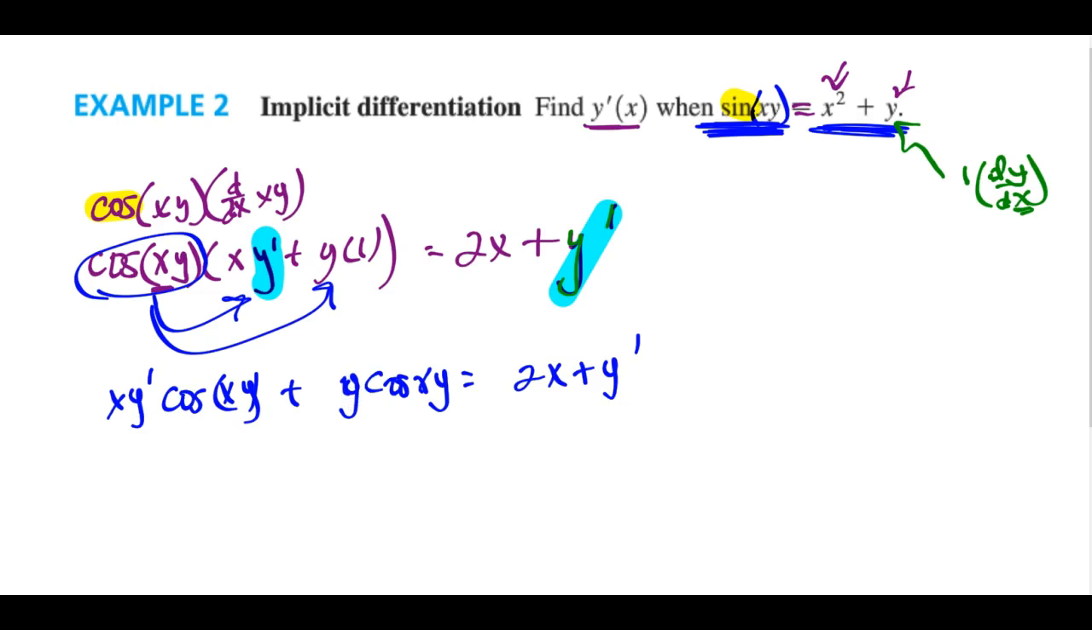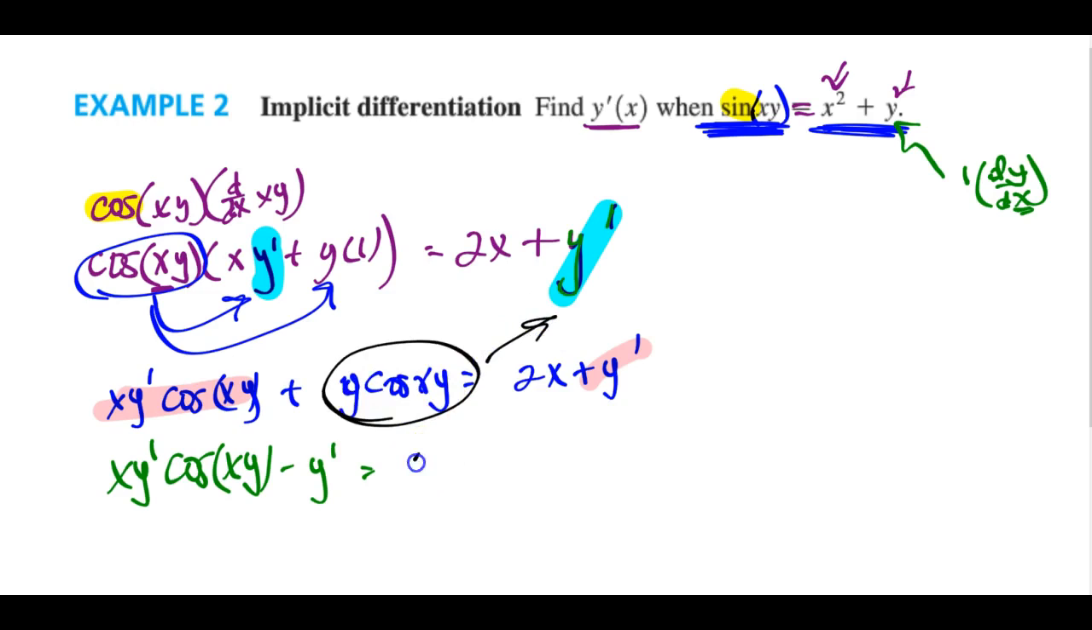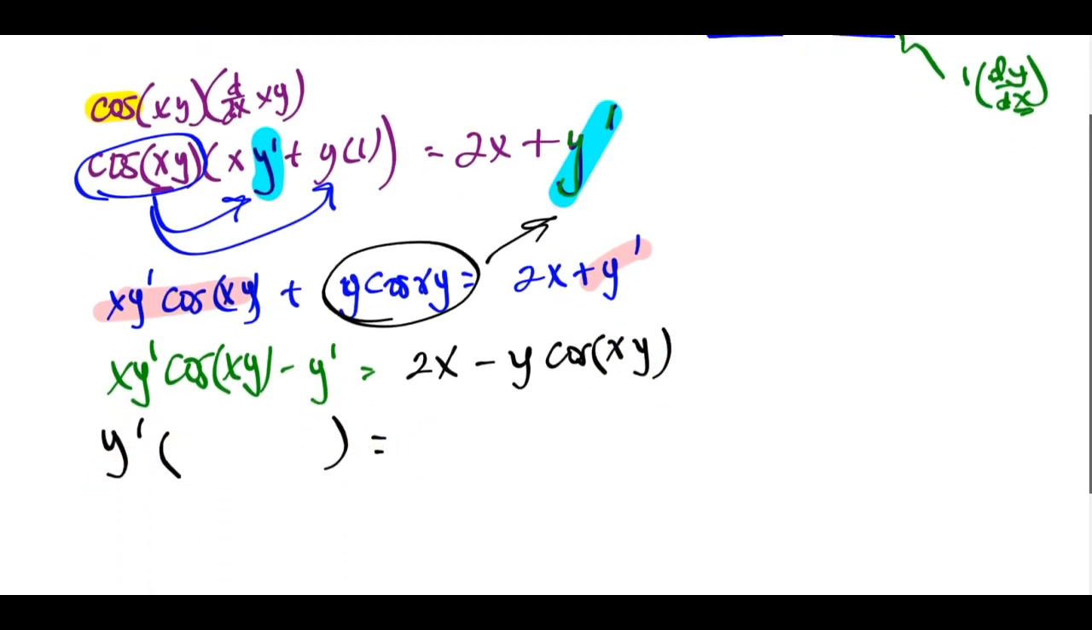So now I'm going to keep this pink term over here. I'm going to bring this pink term over, and I'm just going to switch sides on a bunch of stuff. So x y prime cosine xy, I'm going to subtract off this guy. So minus, whoops, sorry, minus y prime. And then I'm going to bring this guy over here. So I'll end up with 2x minus y cosine xy. And now I can factor out a y prime and divide by what's left.